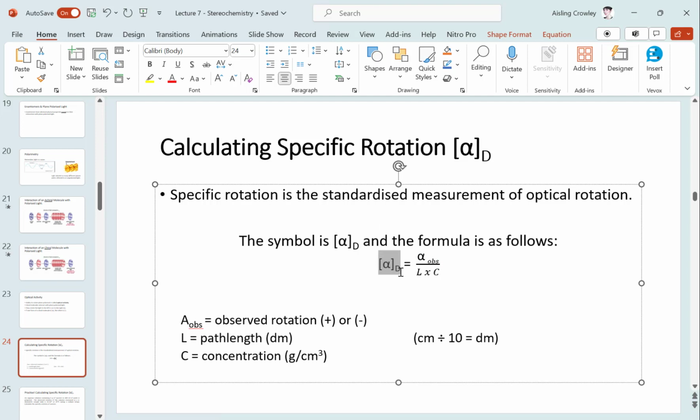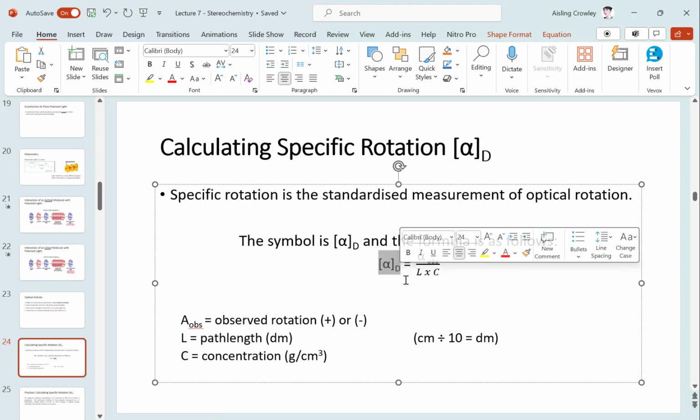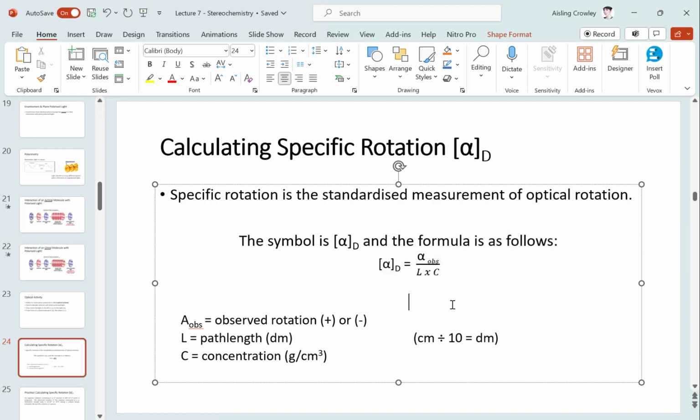So alpha D. Alpha D is specific rotation. And you are always going to be asked, in this module anyway, to calculate the specific rotation, so for all intents and purposes, you can call this X or unknown. Alpha observed is the observed rotation. That will be provided to you in the question, or in the case of the lab, you will get that value from the instrument. It's the rotation of the light in degrees, and it'll either be a positive value or a minus value.